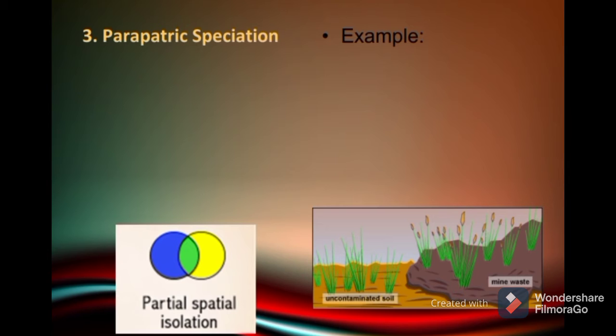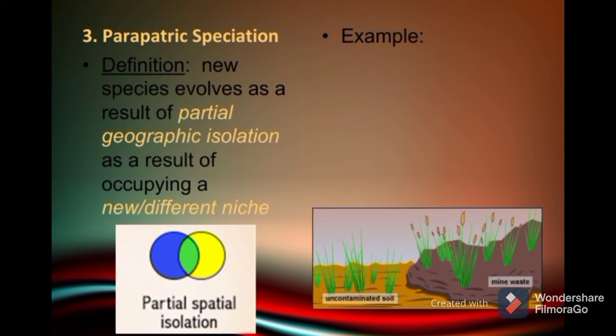The next, we have parapatric speciation. A new species evolves as a result of partial geographic isolation, as a result of occupying a new or different niche. So there is a partial spatial isolation.